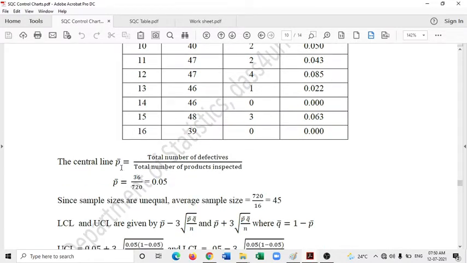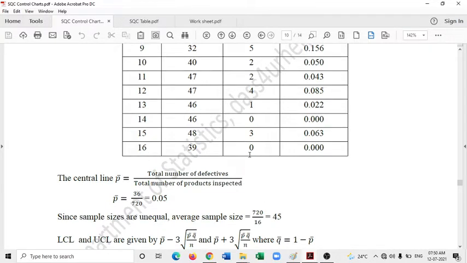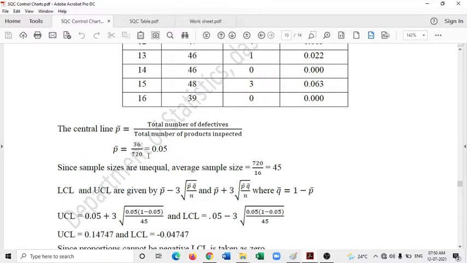Now P bar is the total number of defectives, which we get from the total of the third column, divided by the total number of products examined, the total of the second column, that is 36 by 720, 0.05. Since the sample sizes are unequal, we calculate the average sample size, that is 720 divided by 16. The total number of units examined is 720 and the number of subgroups is 16, so it is 45.